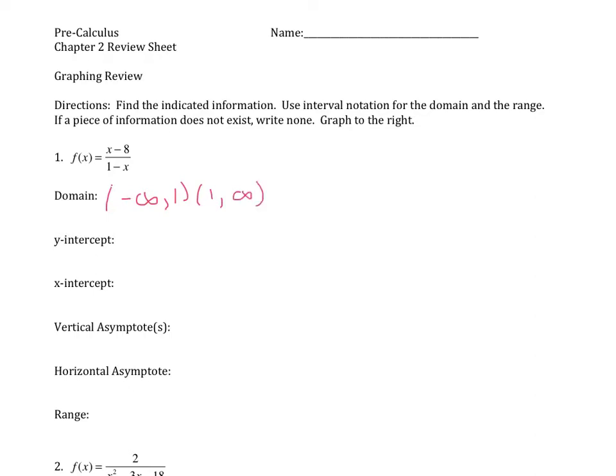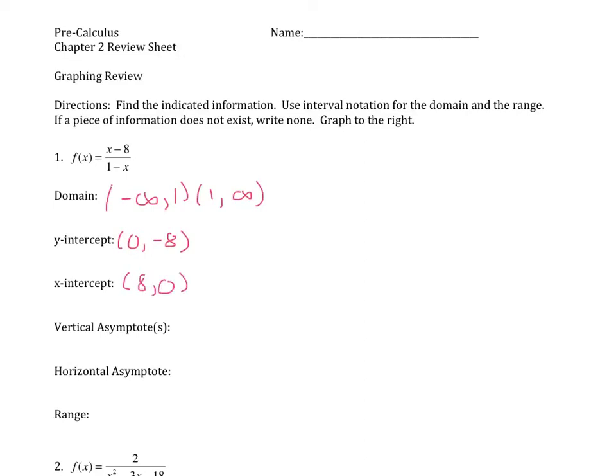To find the y-intercept, we plug in 0. So if we plug in 0, we get negative 8 divided by 1. So our y-intercept is going to be at (0, negative 8). To find the x-intercept, we set the numerator equal to 0. So our x-intercept will be a positive 8.